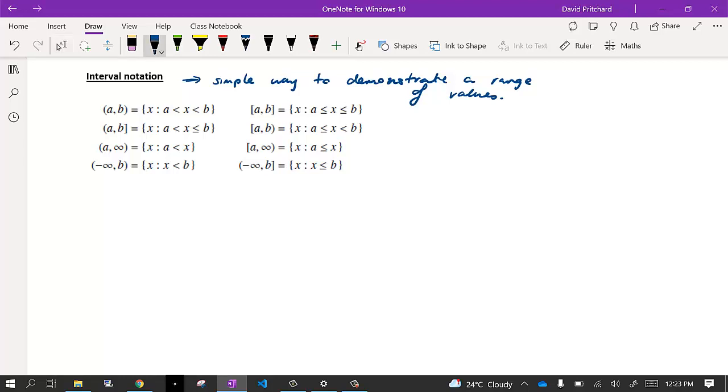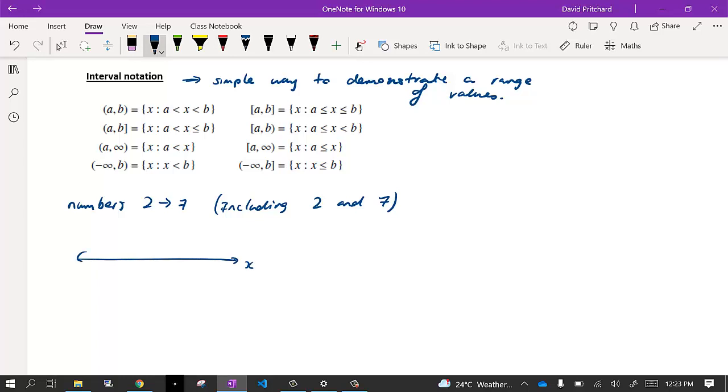approach in both senior methods and specialists, because they'll use this notation in order to shorten the way they deliver questions and introduce information. So if I wanted to say the numbers 2 to 7, now as long as we're including 2 and 7, then we can do this a number of ways. We could draw it on a number line.